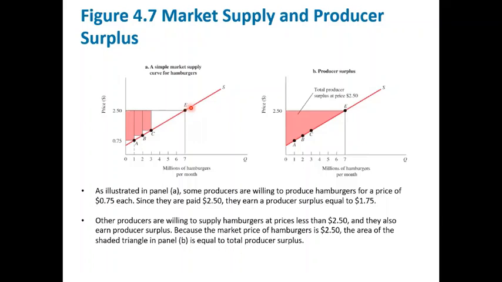After E, we don't produce it. Why don't we produce it? Well, the cost exceeds what we get for it.